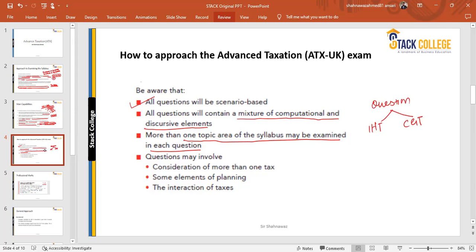A question may involve consideration of more than one tax. Some elements of planning might be asked, and the interaction of different tax systems. It means that wider knowledge is needed rather than selecting different topics. You have to cover the syllabus in its entirety.